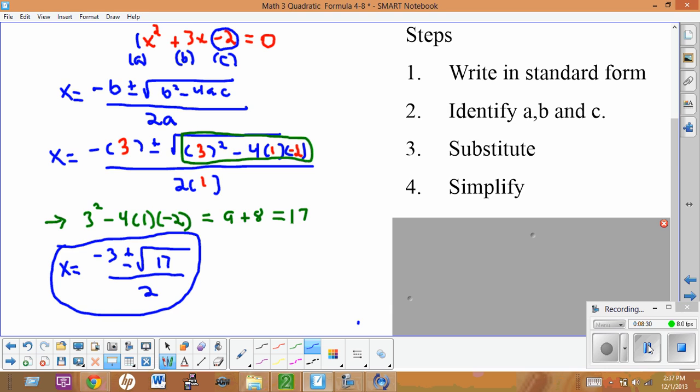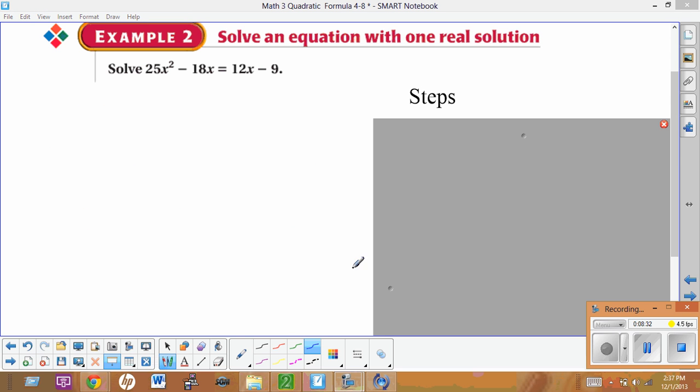Okay, let's take a look at example 2. Now this example, I'm going to have you do a little more steps and me less, but we'll compare our answers and see what we get. So here's our next example: 25x squared minus 18x is equal to 12x minus 9. Again, if you're falling behind, remember to pause the video and keep your notes complete.